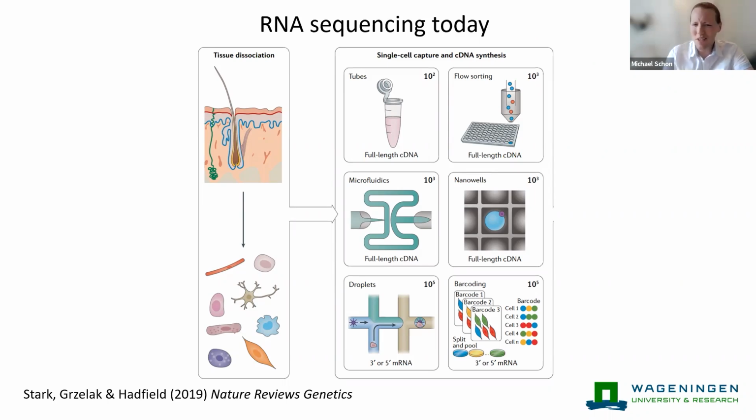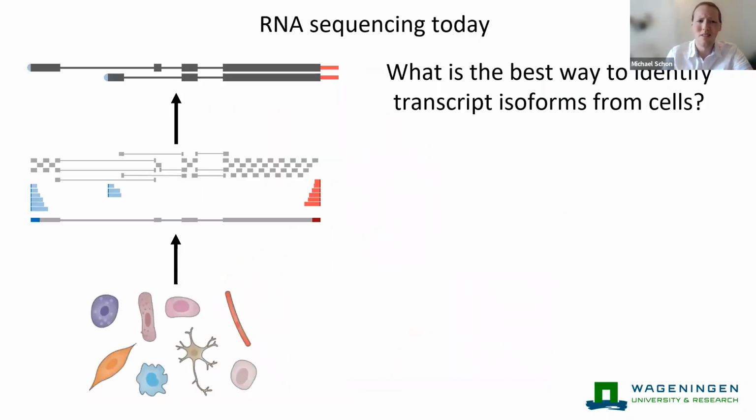That leaves us in a very interesting position because we have many different methods to capture RNA molecules, but it isn't totally resolved what actually is the best way to identify transcript isoforms from cells of interest. And so I hopefully can give you what I believe is a good answer to that question through the software that I've been developing.